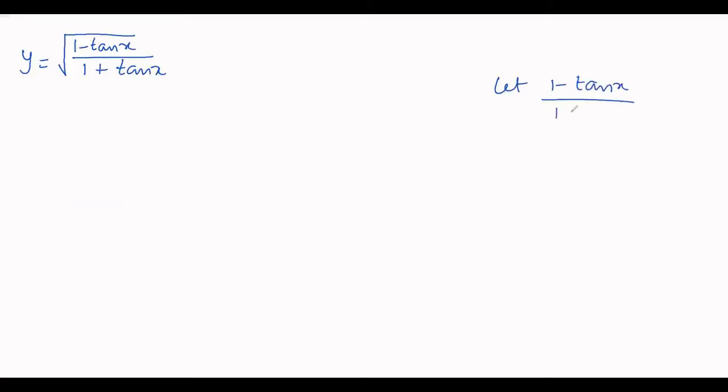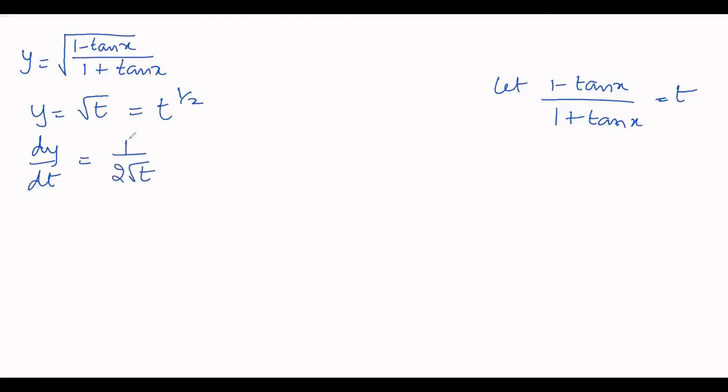Next question. y is equal to square root of 1 minus tan x divided by 1 plus tan x. So now let me begin with making a substitution. Let 1 minus tan x divided by 1 plus tan x be equal to t. So y is equal to root t, which is nothing but t power half, right? So now if y is a function of t, if I were to differentiate y with respect to t, dy by dt is equal to 1 by 2 root t.